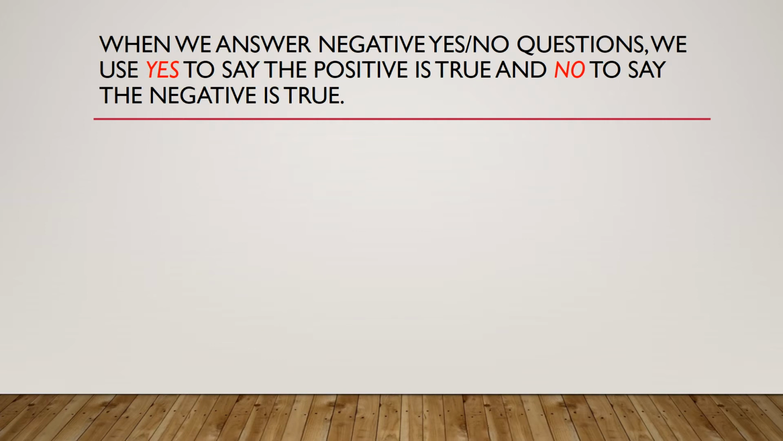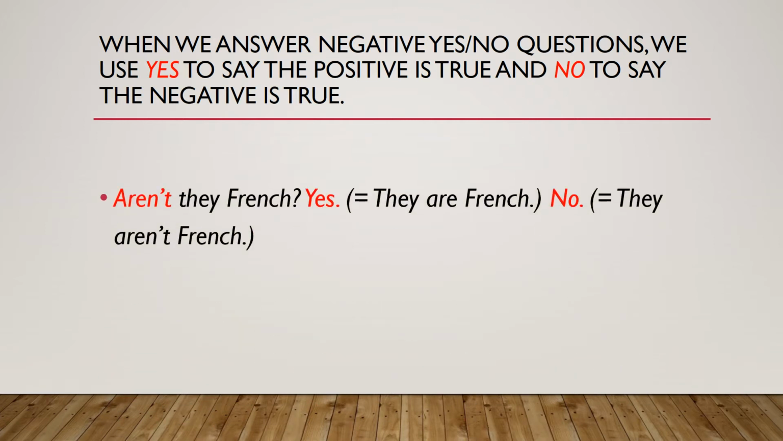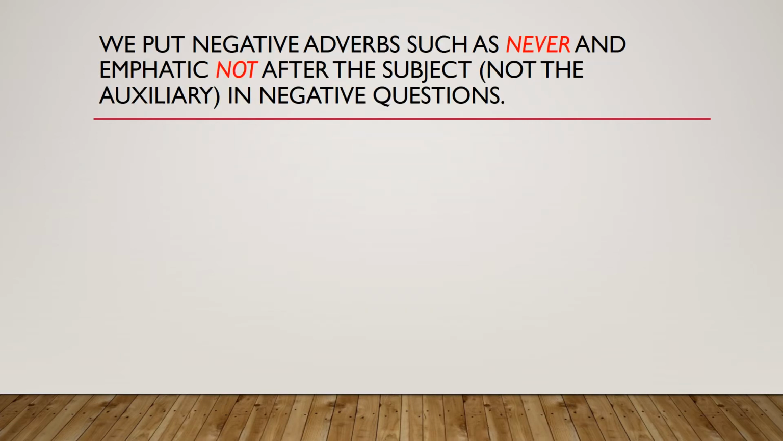When we answer negative yes or no questions, we use yes to say the positive is true and no to say the negative is true. Aren't they French? Yes, they are French. No, they aren't French.